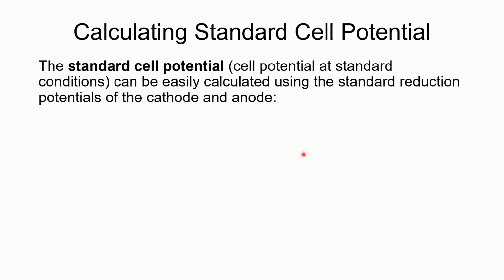So we want to calculate standard cell potential. I want to teach you guys how to calculate standard cell potential, and we're going to look at 2 different ones, and then we'll do a couple of in-class assignment problems. The standard cell potential is easily calculated. You just need the reduction potential for both the anode and the cathode, and you'll take the difference, so the reduction potential of our cathode minus the reduction potential of our anode.